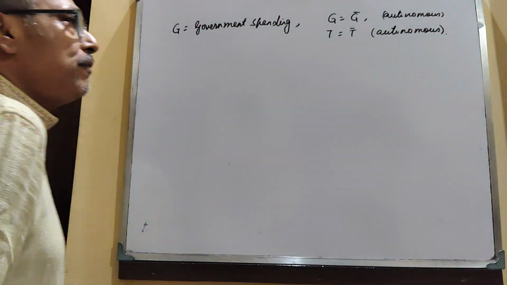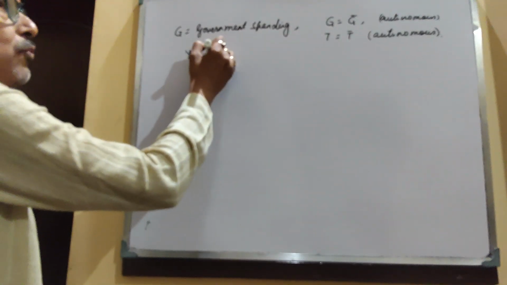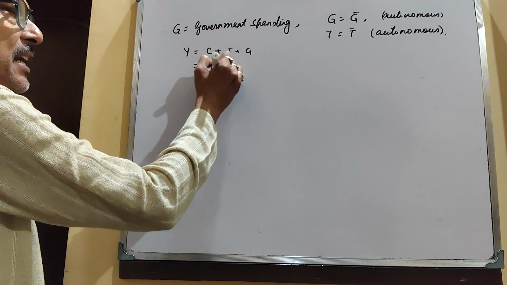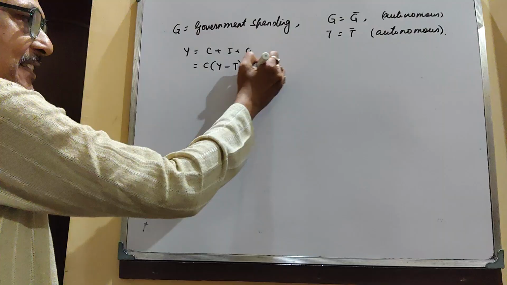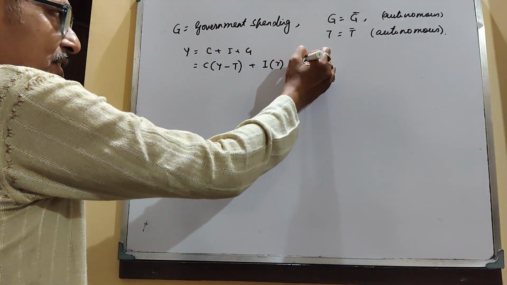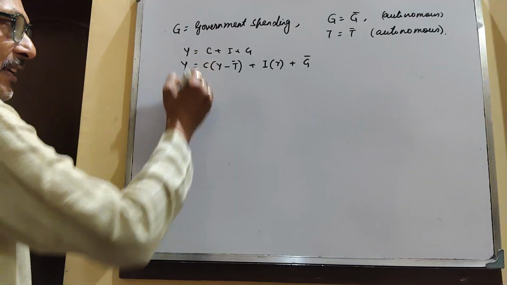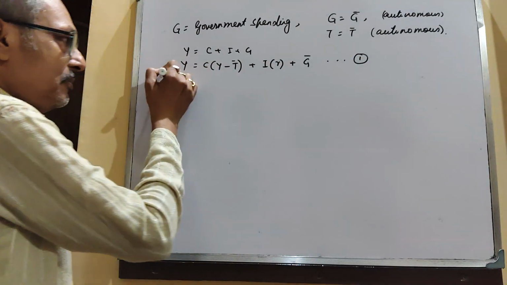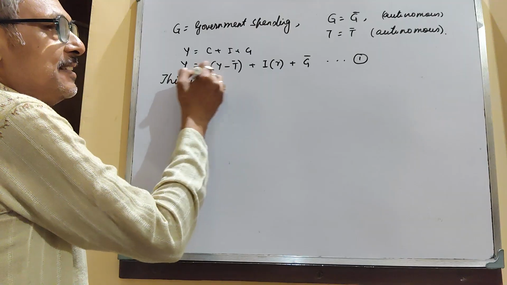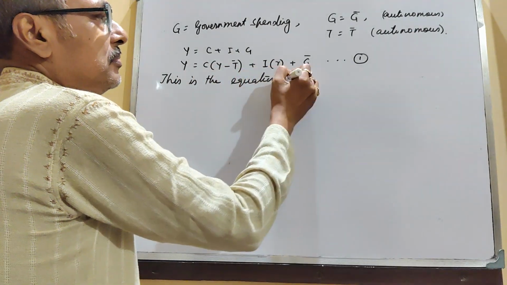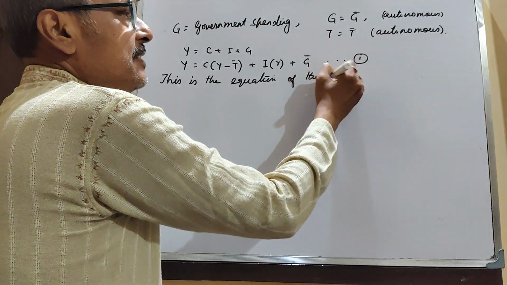Hence the equation for the IS curve becomes Y equals C plus I plus G. In place of C, I am writing C function of Y minus T bar. In place of I, I am writing I of R, and G bar. This is the equation of the IS curve.